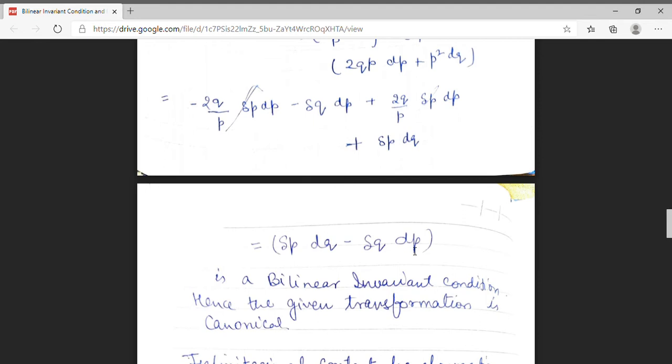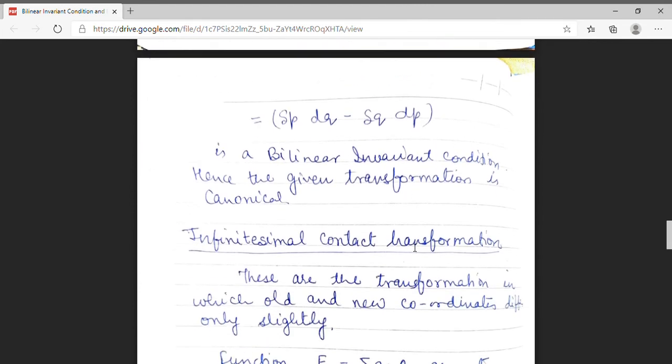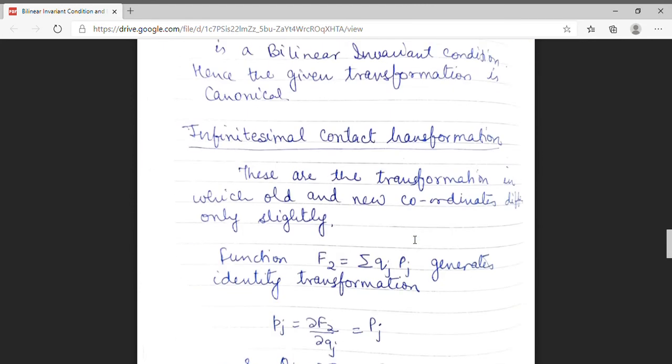So students, we have discussed two methods to show whether the given transformation is canonical or not. The first method is the exact differential condition, and the second method which we have discussed today is the bilinear invariant condition. Now I am going to discuss infinitesimal contact transformation.